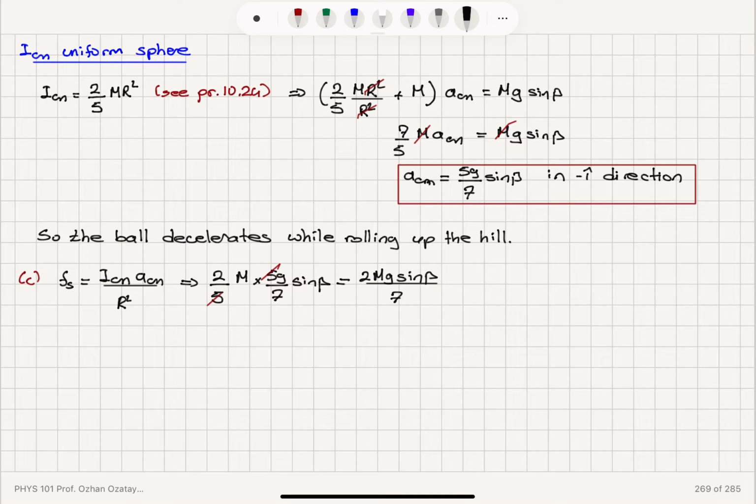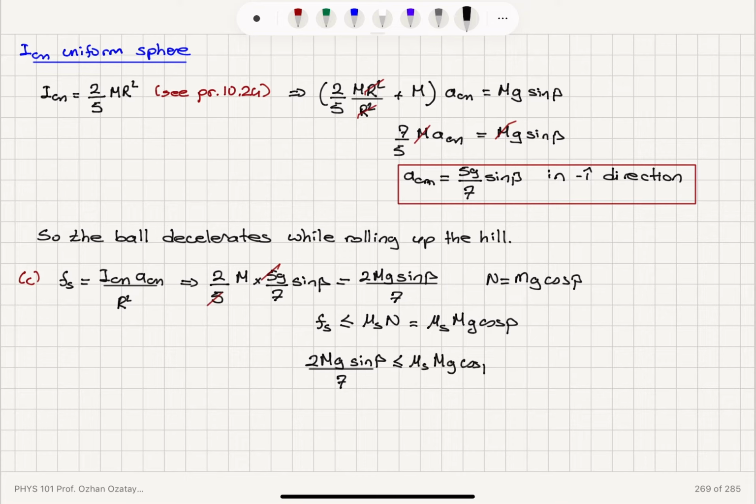So normal force must be equal to mg cosine beta. And we know that the static friction force is less or equal to coefficient of static friction times the normal force. So it is less or equal to coefficient of static friction times mg cosine beta. Now, the static friction force we have calculated to be 2 mg sine beta divided by 7.